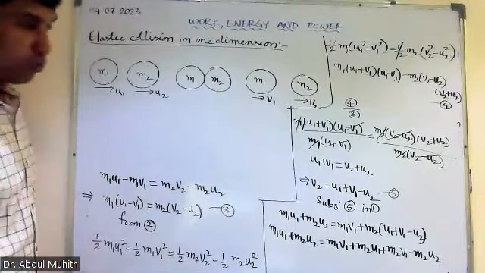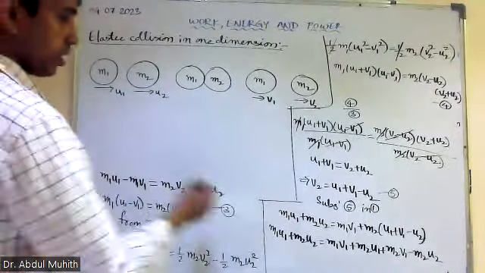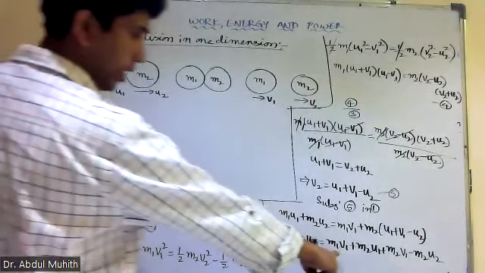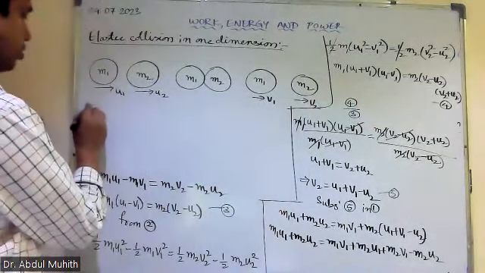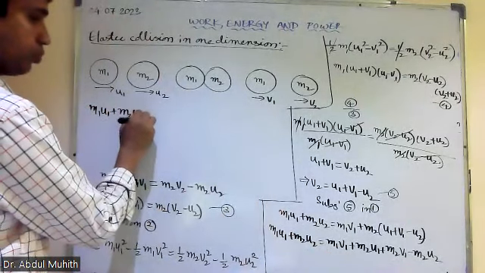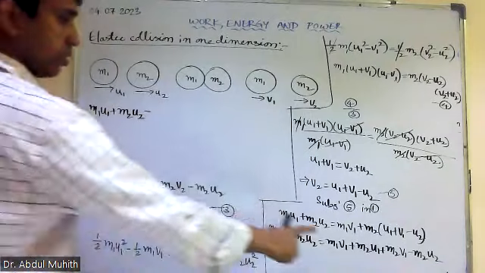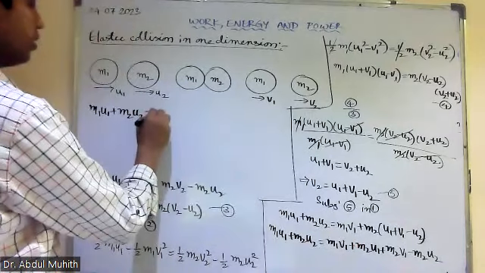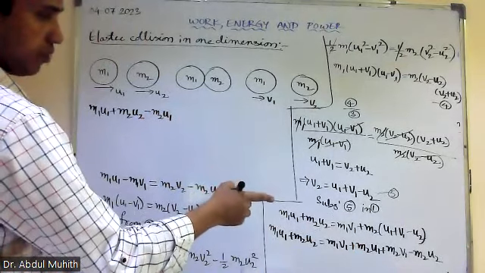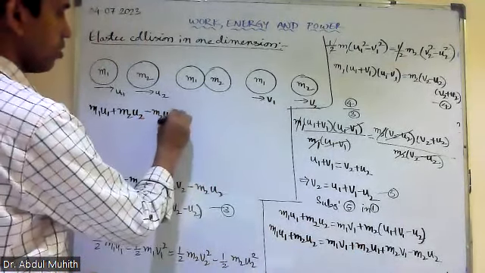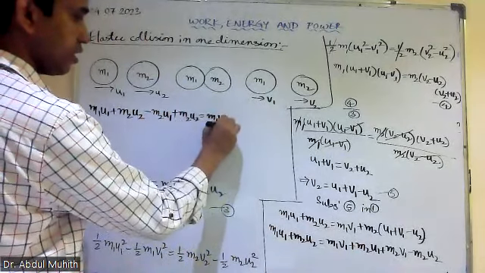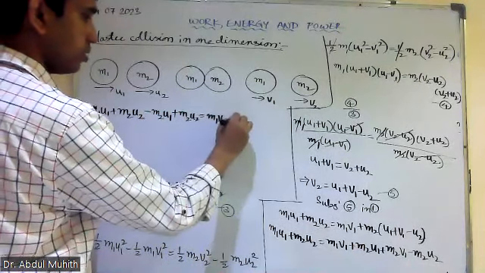So what we are going to do is take the same step: bring v1 terms together, and bring the other terms together. So m1 u1 plus m2 u2 minus m2 u1 minus v1, just keep it together, plus m2 u2 equal to m1 v1 plus m2 v1.